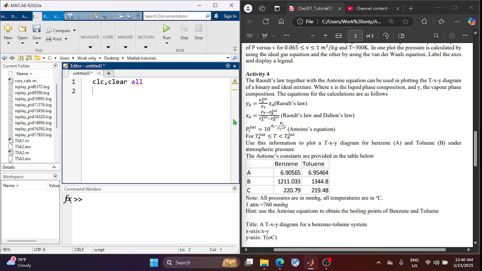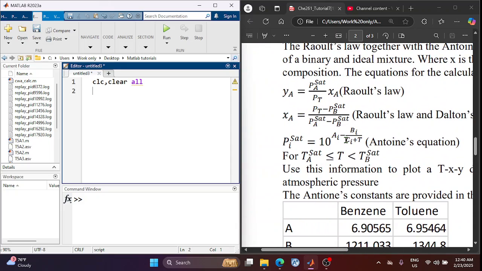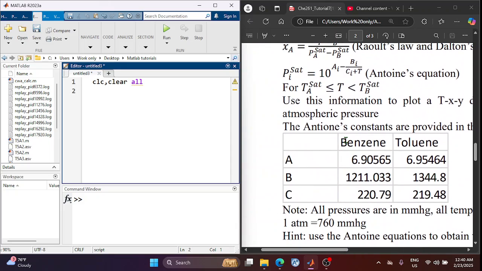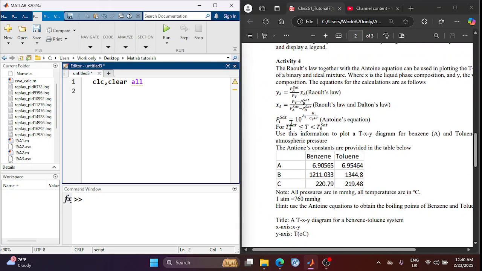So we have the equation to find our Y, the equation to find our X, the equation to find our PI. I realize that the Y and X have some saturation pressures in there, so we can find the saturation pressures. And these saturation pressures are dependent on what we call the Antoine constants. So these are the Antoine constants for the two species we are using. And the range for temperature I've been given is from TA sat, that's the saturation temperature of A, all the way to TB sat, the saturation temperature of B.